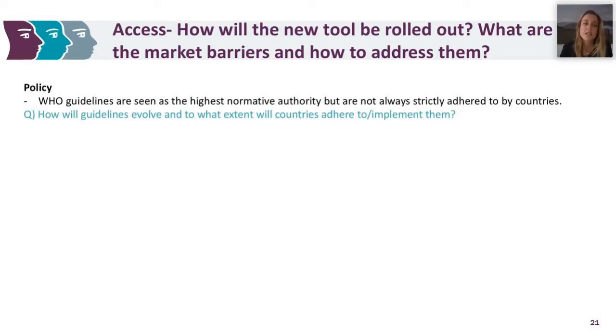The first one that was highlighted was around policy. WHO guidelines for schisto are seen as the highest normative authority, but are not always strictly adhered to by countries, either by lack of clear guidelines or the lack of financial resources. So the question we should ask is, how will these guidelines around reassessment, mapping and M&E evolve as we move forward?